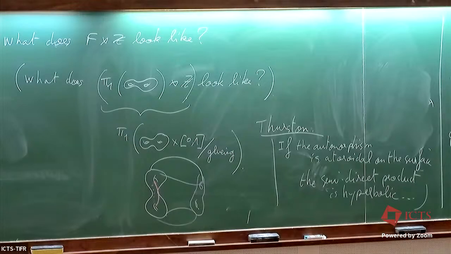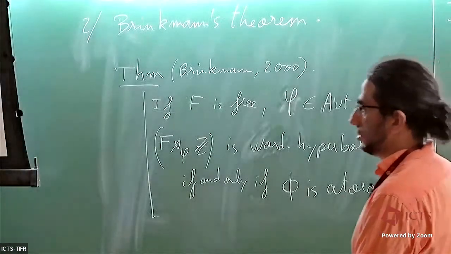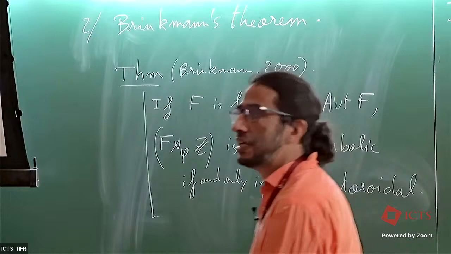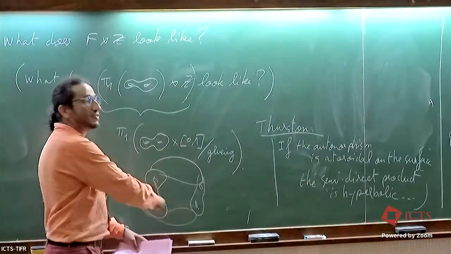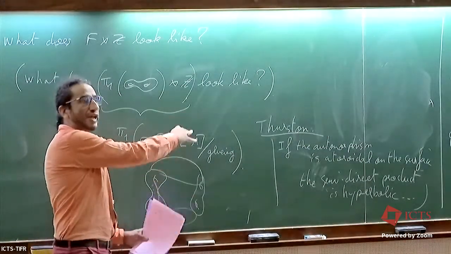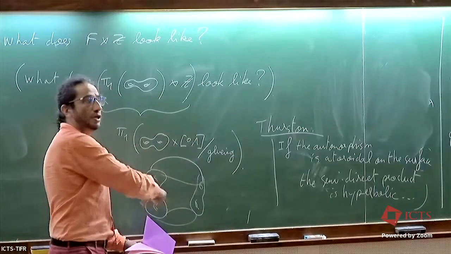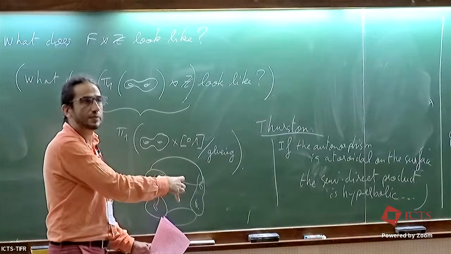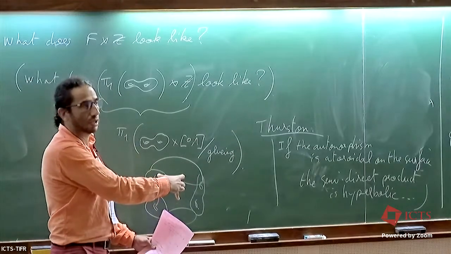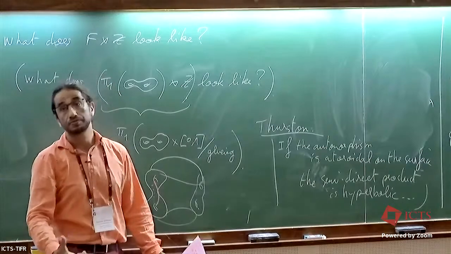So, if it is not atoroidal, if I can find this torus, you can see that in this object of which I'm computing the fundamental group, I have a torus. So I have a subgroup that is Z plus Z. And this cannot happen in a hyperbolic group.